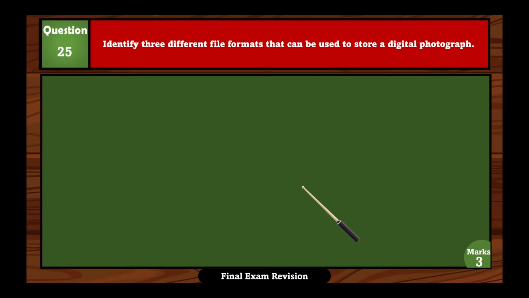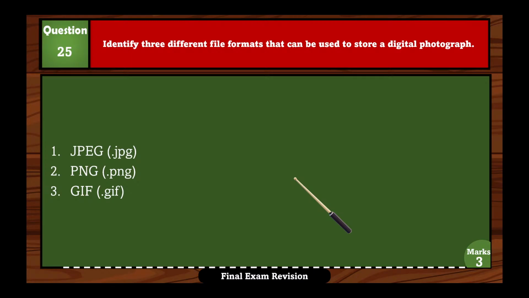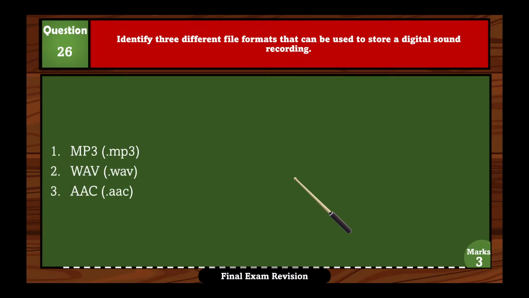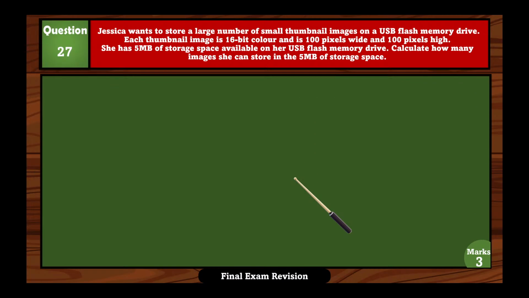Let's move to question number 25. Identify 3 different file formats that can be used to store a digital photograph. I think you know this one: JPEG, PNG, and GIF. Okay. Question number 26. Identify 3 different file formats that can be used to store a digital sound recording. So MP3, WAV, and AAC.